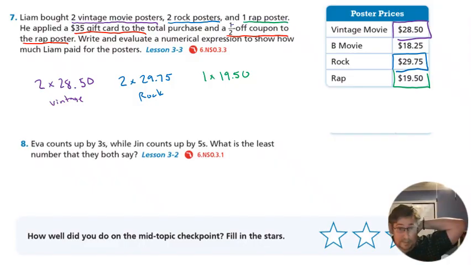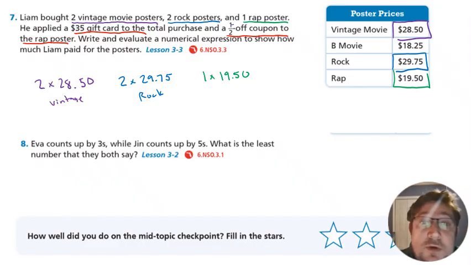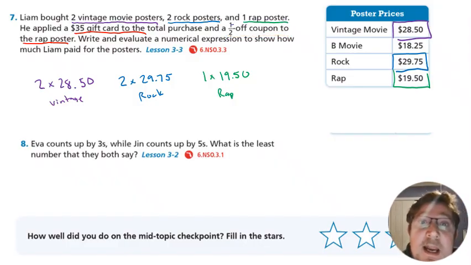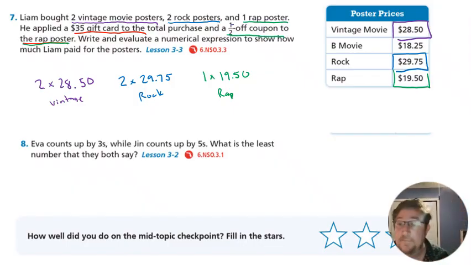Now, there's a caveat with the $19.50, because this is the wrap poster. And it says he has a half off coupon for the wrap poster. So he's not going to pay full price for one poster. He's going to pay half of one poster. So instead of 1 times 19.50, it's going to be 1/2 times 19.50.